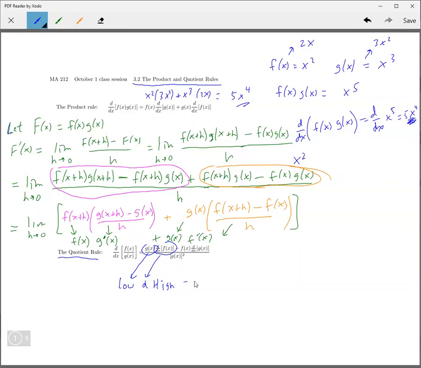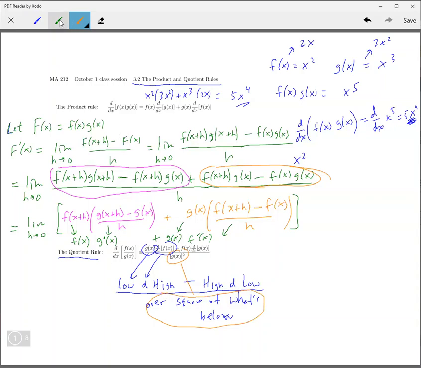And then this part right here is minus the high d low. So minus high d low. Okay, and then down here, it's over the square of what's below. So it's over g of x squared. So the square of what's below. Okay, so that's one way to look at that part right there.